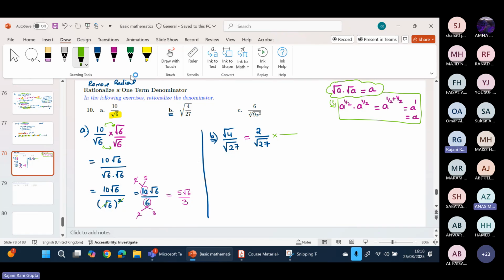Like root 27. Here I did root 27. Root 6, yes. So it should be root 27 and root 27. And then multiply.